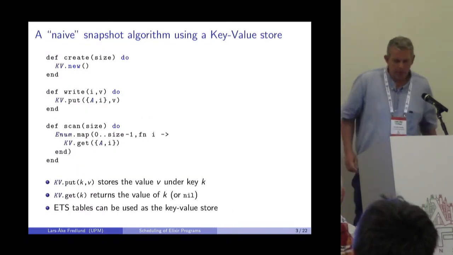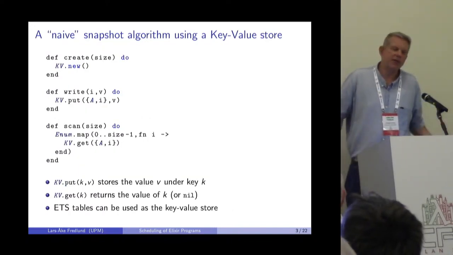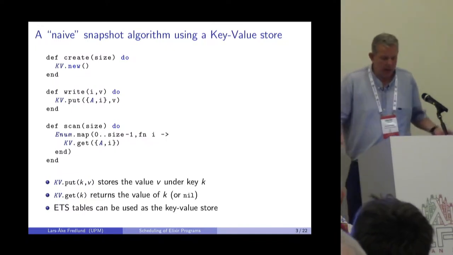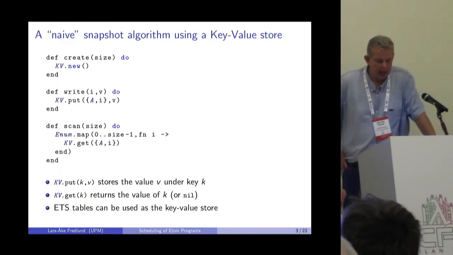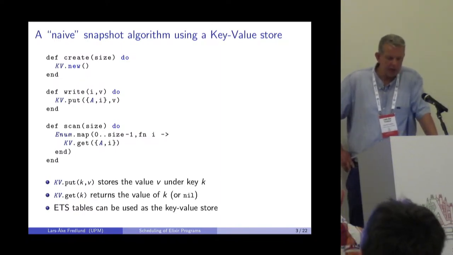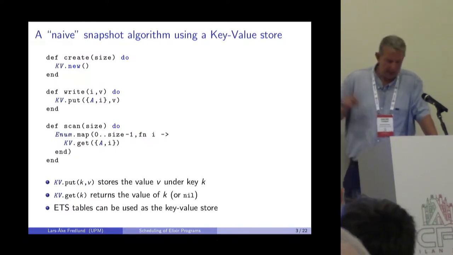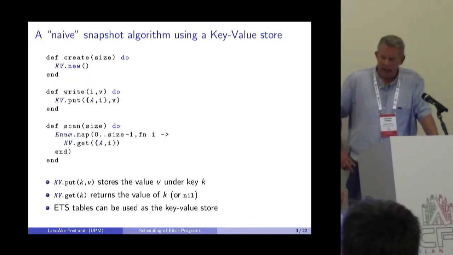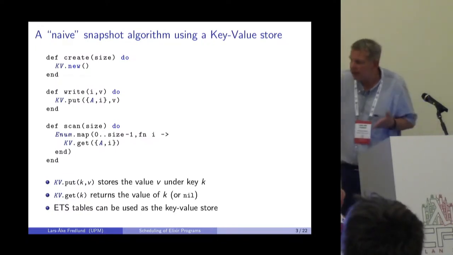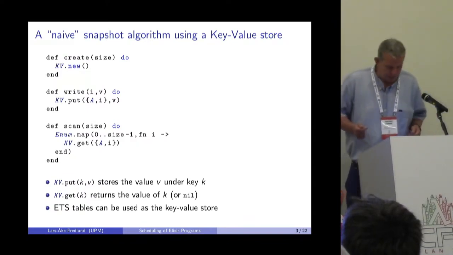So what is a really trivial, simple implementation of this one? Well, we can take almost any key value store. Perhaps ets tables is a good choice to implement this API. So we just assume we have two operations. We have an operation put for writing a value under a key, and we have an operation get that returns the value associated with the key, or nil, because this is Elixir. I'm sorry for that. If it doesn't exist, okay?